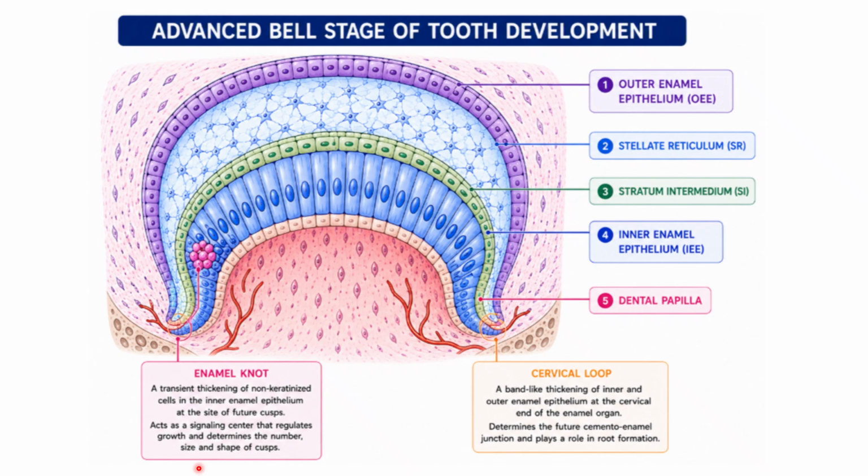So talking about two important structures in the advanced bell stage of tooth development. The first one is the enamel knot, which is the transient thickening of the non-keratinized cells in the inner enamel epithelium at the site of future cusps. It acts as a signaling center and regulates the growth and determines the number, size and shape of cusps. Second is the cervical loop. It is a band-like thickening of inner and outer enamel epithelium at the cervical end of the enamel organ. The cervical loop determines the future cemento-enamel junction and plays a role in root formation.